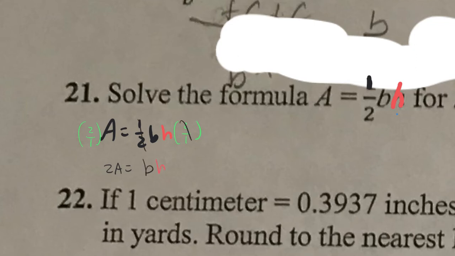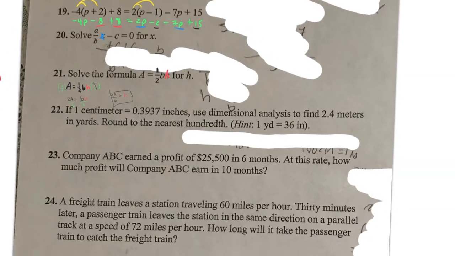Now, at that point, we're trying to get that red h by itself. Well, clearly, we could just divide both sides by b. So we would have h equals 2a over b. And that's that one.